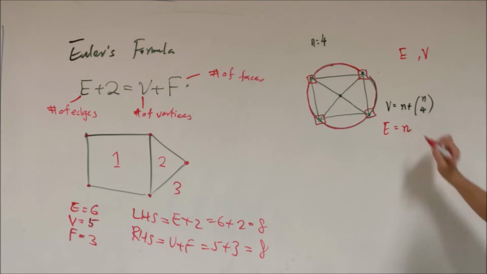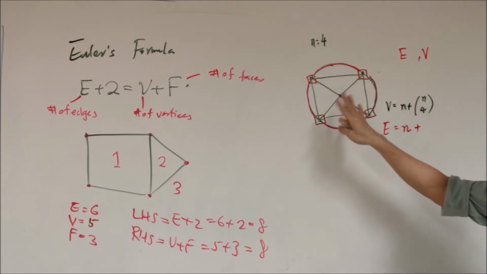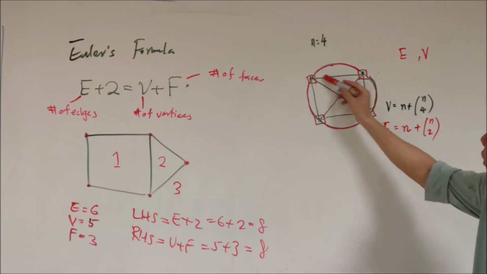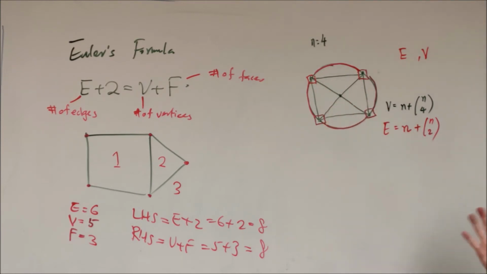So that will contribute n. For any 2 points, you join by an edge, so there will be n choose 2 of them. And you have 1, 2, 3, 4, 5, 6 initially.